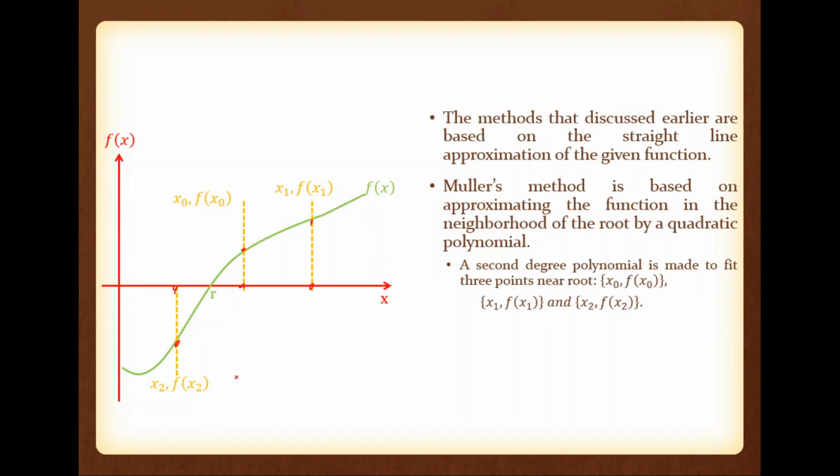In this particular graph, x2 is lying left of R and x0 and x1 are lying right of R, but actually there is no such condition for Muller's method. You can take x0, x1, x2 at any points. The only thing is these three initial conditions must be close to the actual, unknown root R. And one more thing is that compared to x1 and x2, x0 must be very close to R. That is very important.